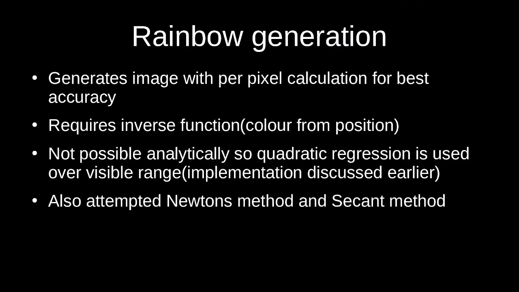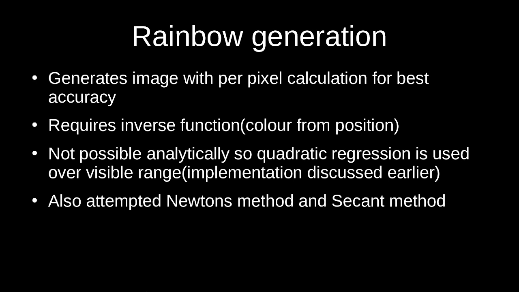Next is rainbow generation. So I was generating images of the rainbow with a per pixel calculation. This is most accurate. Any other method you'd have problems with overlap if you're drawing circles, for example.